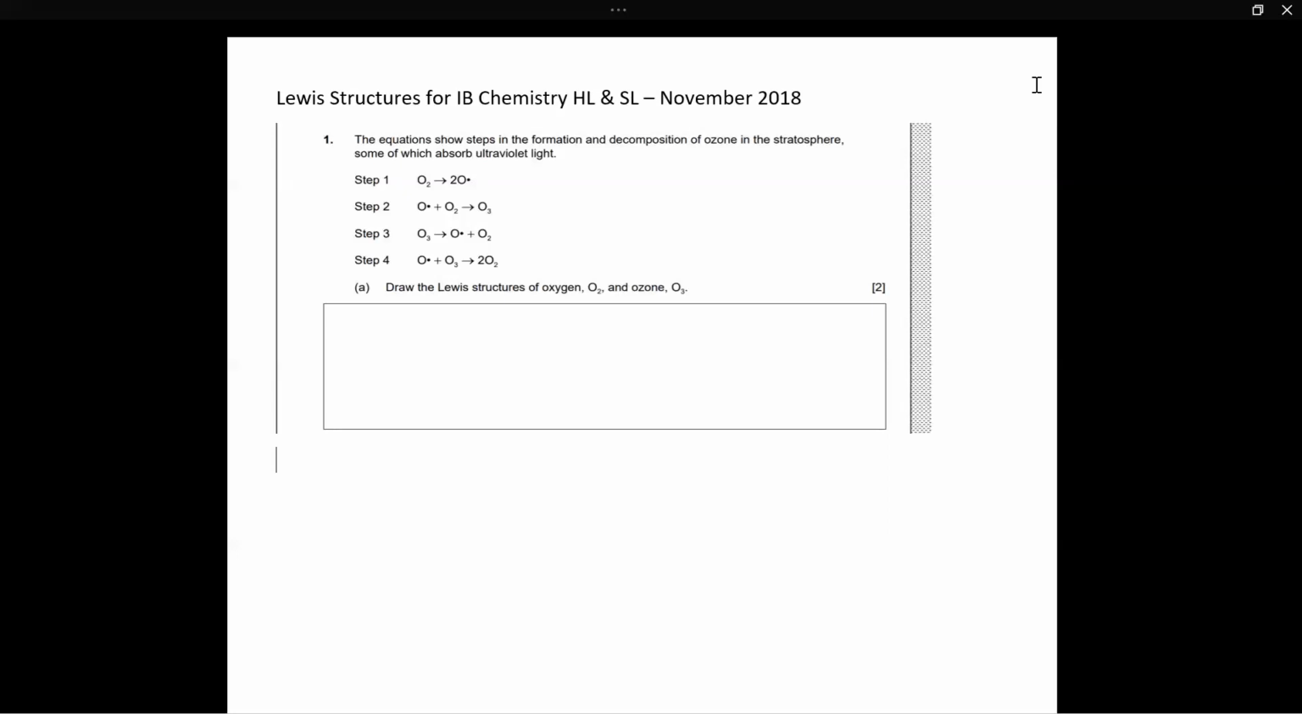So how do you draw Lewis structures? First step, look at what they're asking you to draw. Of course, first they've asked you to draw O2. This means that there are two oxygen atoms. Now, why do atoms come together? Why can't it just be O? Or why can't it just be Cl? Why does it have to be Cl2?